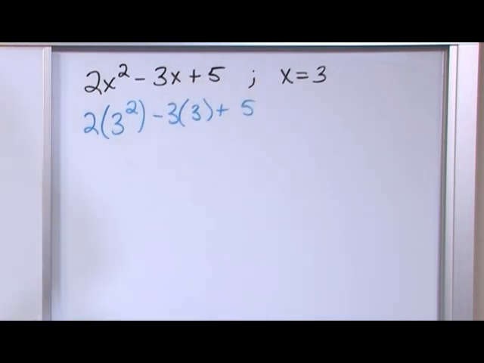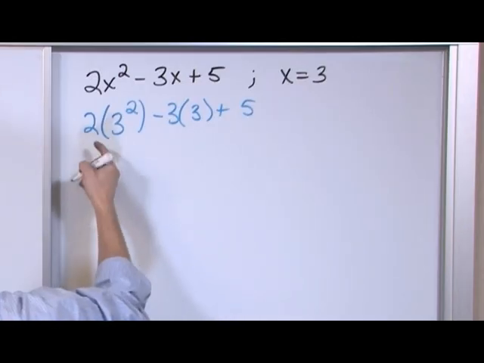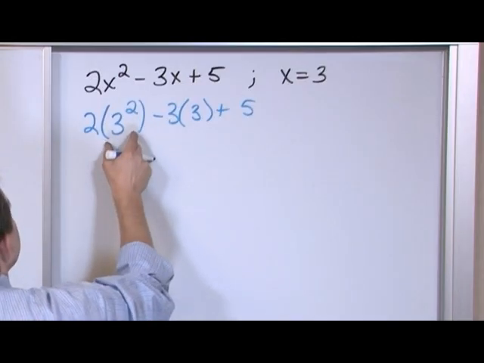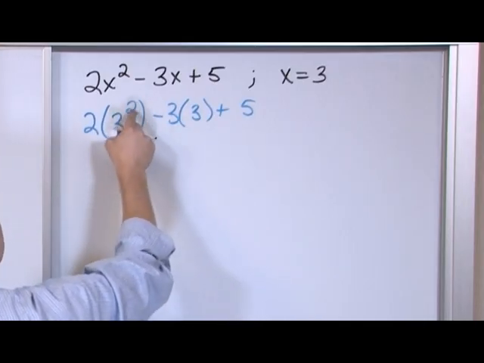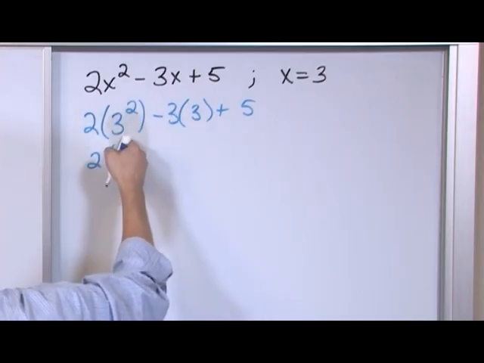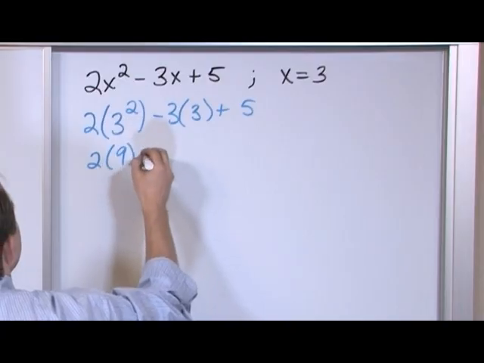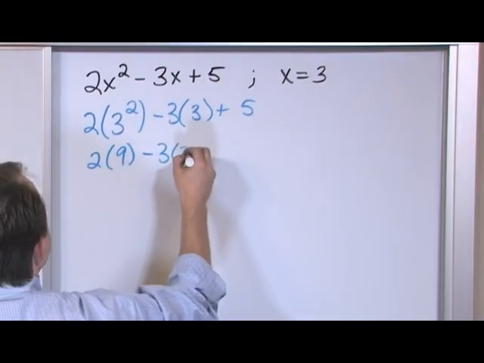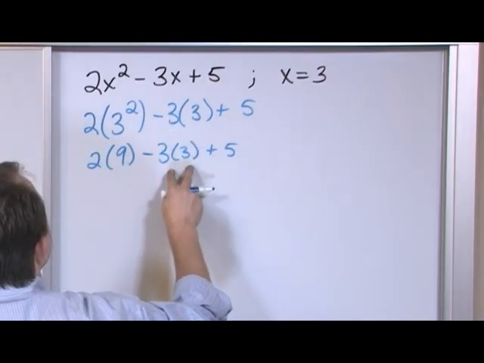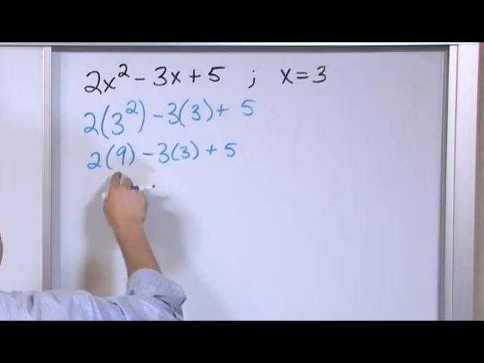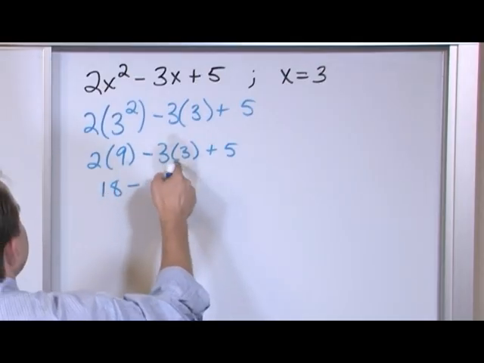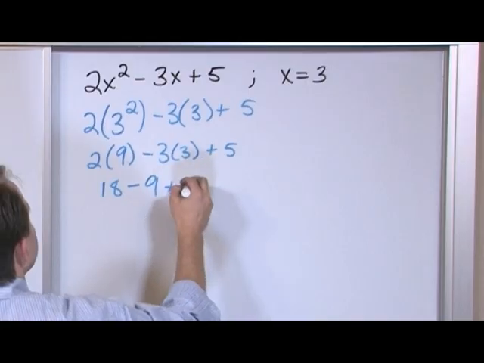So I'm putting 3 everywhere where I see an x. So take it one step at a time. The inside of the parentheses is going to come first. I'm going to square this. 2 times 3 times 3 is 9 minus 3 times 3 plus 5. Now I can do my multiplications. 2 times 9 is 18 minus 3 times 3 is 9 plus 5.